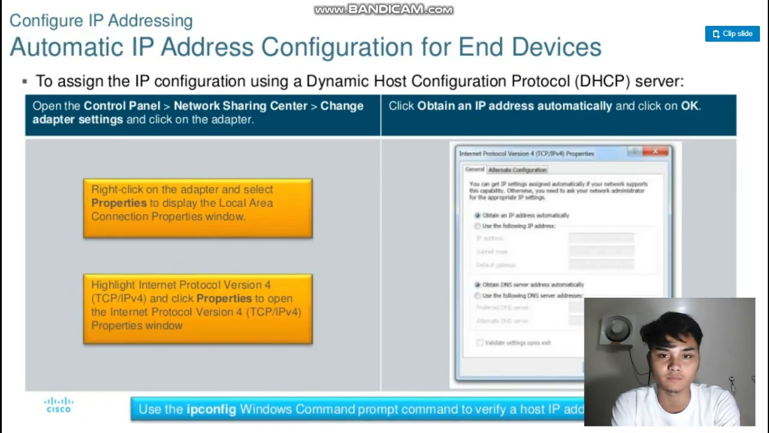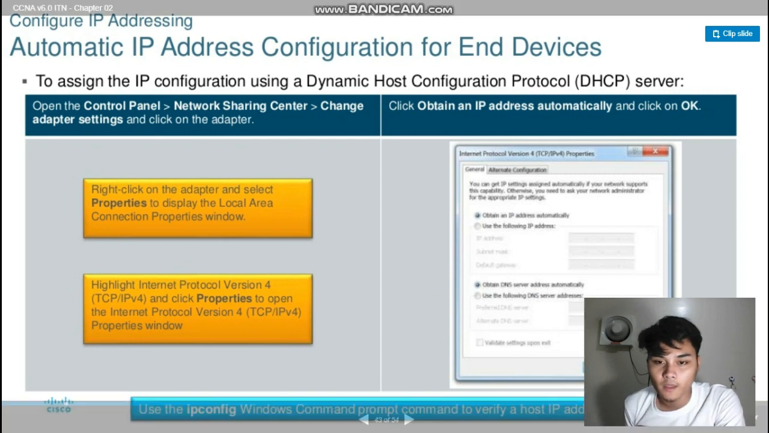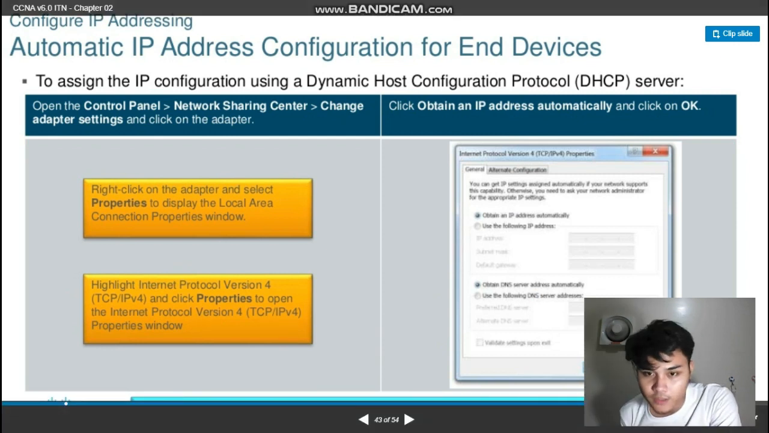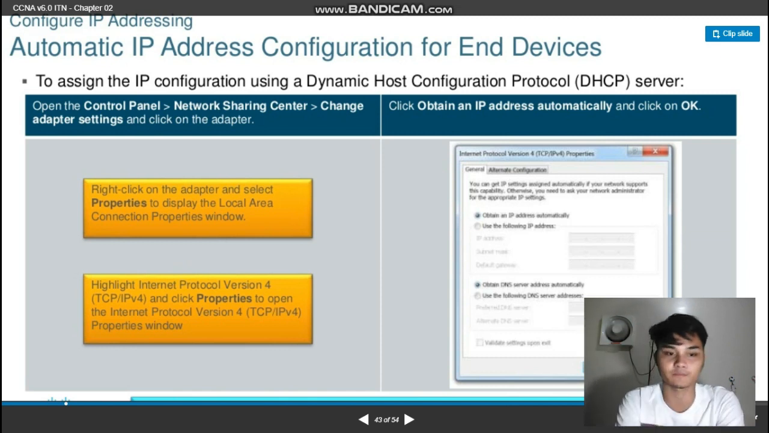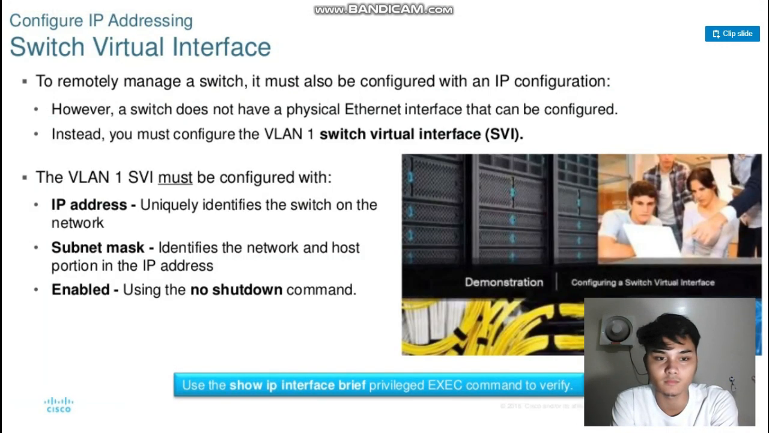As you can see, to assign the IP configuration there is the Dynamic Host Configuration Protocol, the DHCP server. This is the DHCP server option, and this is the use the following IP address option. This is the static one. The IP address uniquely identifies the switch on the network. The subnet mask must identify the network and the host portion in the IP address. Then we use the no shutdown command.